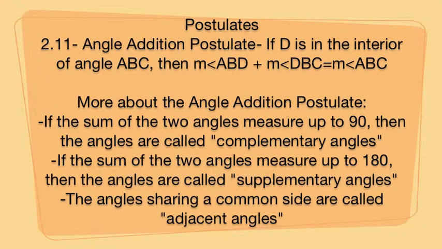Postulates: angle addition postulate. If D is in the interior of angle ABC, then the measure of angle ABD plus the measure of angle DBC equals the measure of angle ABC. More about the angle addition postulate. If the sum of the two angles measures up to 90 degrees, then the angles are called complementary angles. If the sum of the two angles measures up to 180 degrees, then the angles are called supplementary angles. Angles sharing a common side are called adjacent angles.